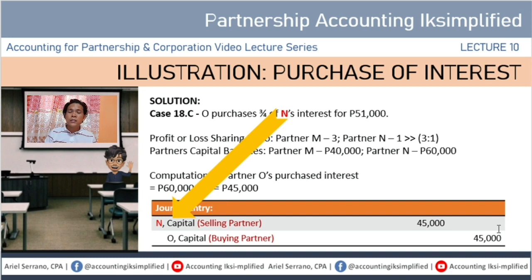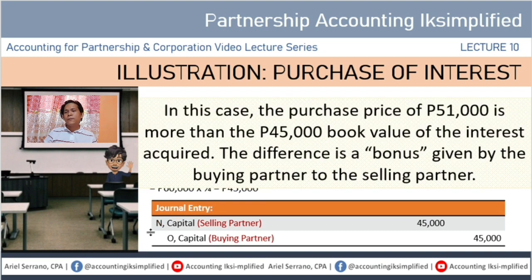Yung difference, which is, how much is this? 6,000, that is a bonus to the selling partner. So, kumbaga, bonus doon kay partner M. Ang halaga ng naibawas sa kanya, 45, ang natanggap niya, 51,000. But it is still a personal transaction. Walang effect doon sa partnership assets, liabilities. Ano? Just a transfer of capital, so movement ng equity. Okay? Again, that is a bonus, pero in this case, given by the buying partner to the selling partner.